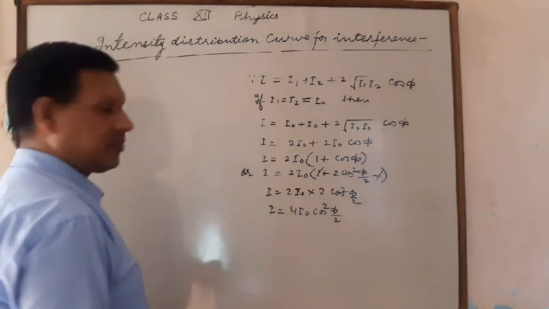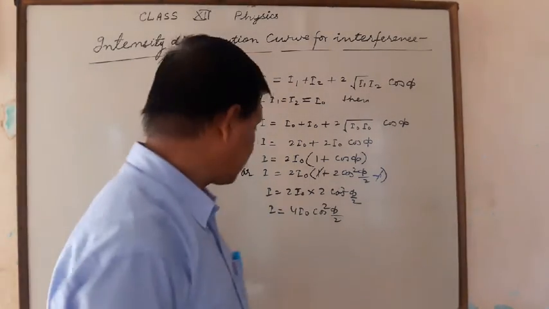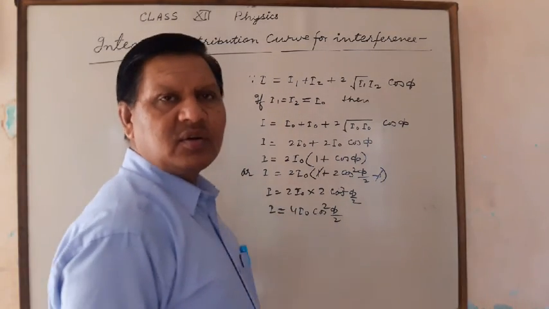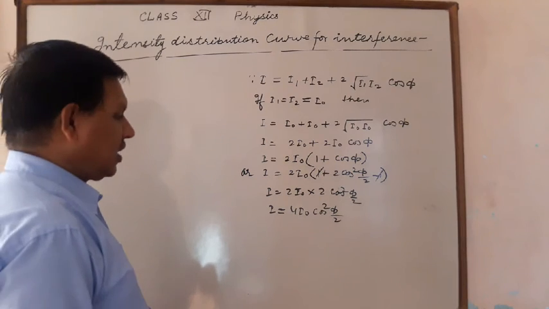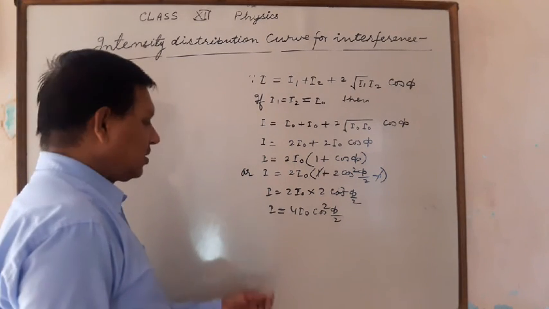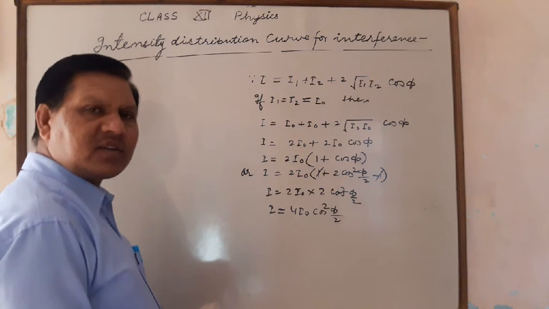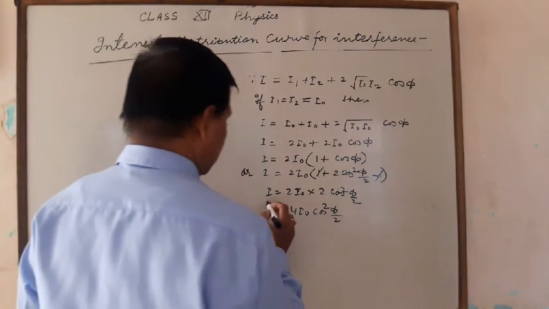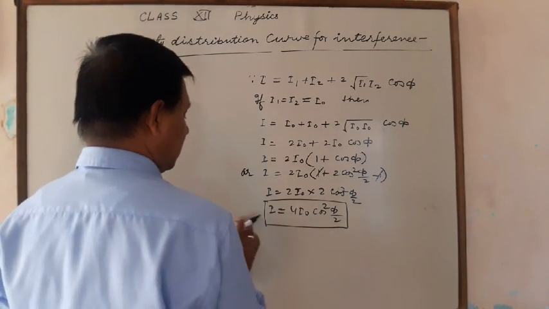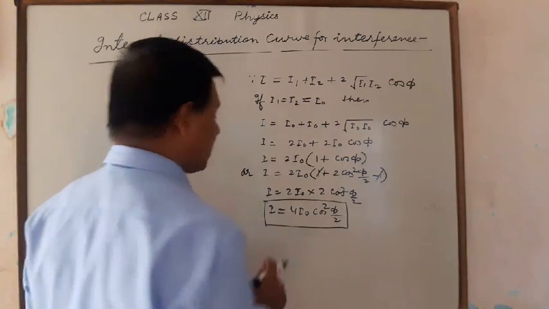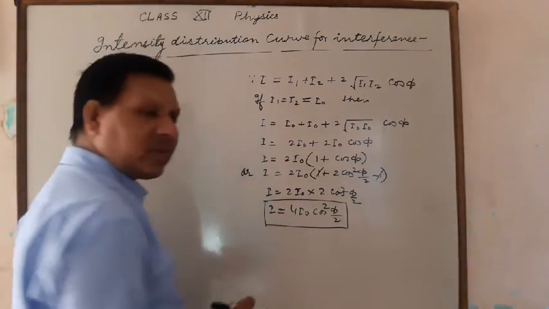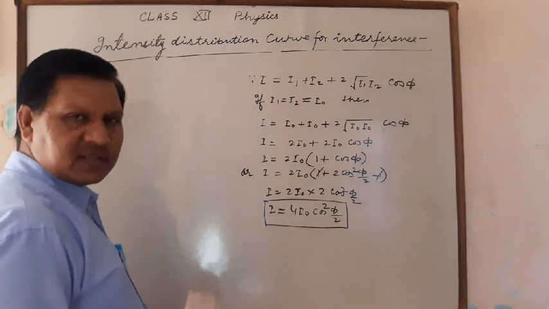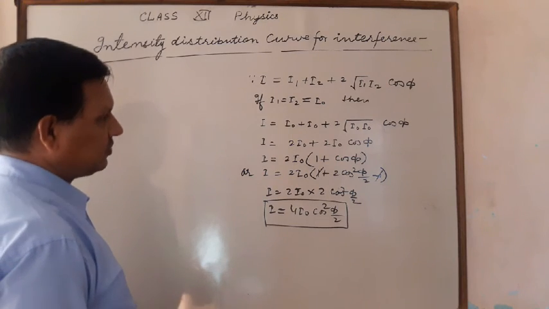So here we see that when the phase difference between two waves is given, then we can find out intensity of resultant wave due to superposing both waves. So this is the equation for intensity of resultant wave due to superposing two waves, where phi is phase difference between waves.